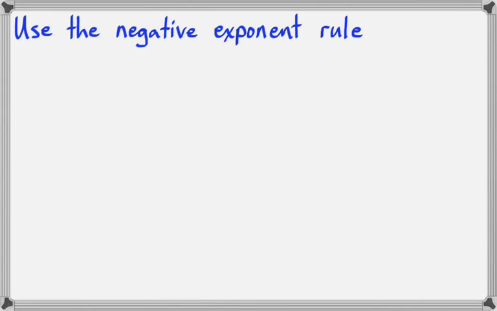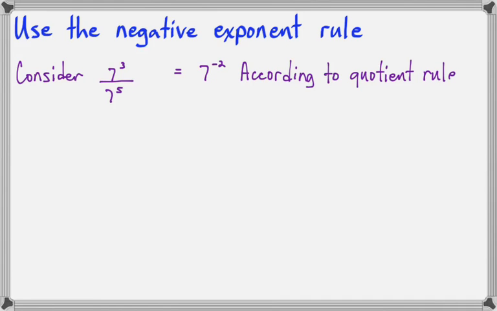In this lesson, let's look at how to use the negative exponent rule. So think about this problem: 7 to the third divided by 7 to the fifth. Now we know from our quotient rule that 3 minus 5 would make negative 2. So one way to write this answer is 7 to the negative 2. But what does a negative exponent really mean?